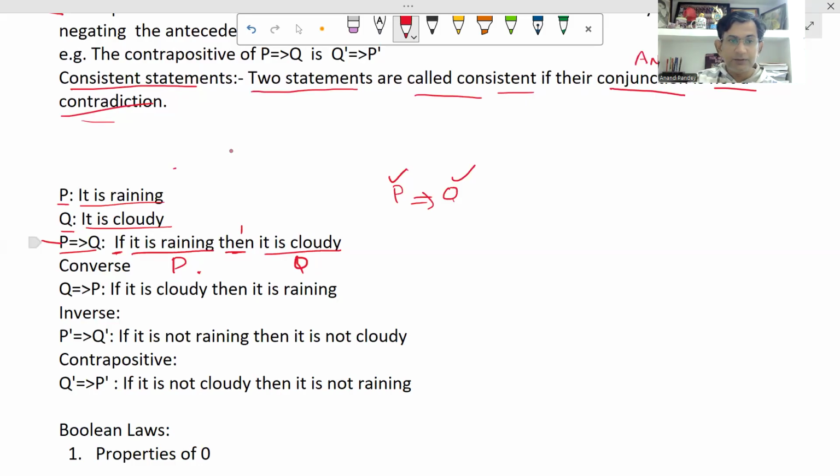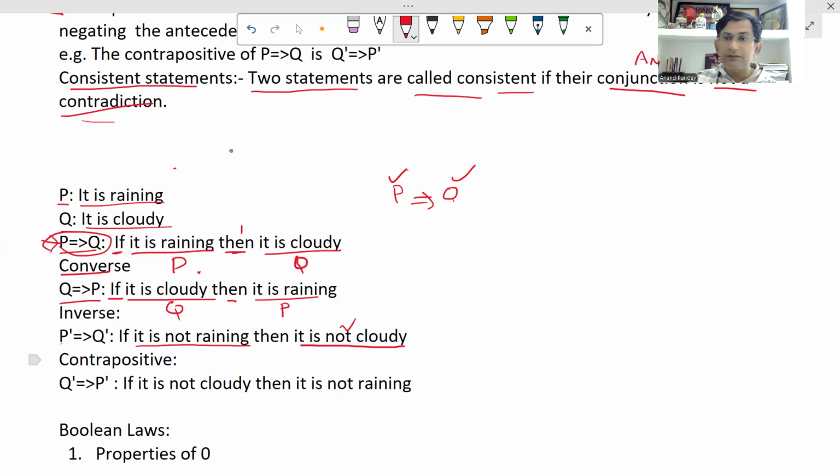The converse of this proposition will be by interchanging: Q implies P. Meaning if it is cloudy, then it is raining. And the inverse will be what? By negating both: P dash implies Q dash. P is it is raining. P dash is it is not raining. So if it is not raining, then it is not cloudy. So this is the inverse.